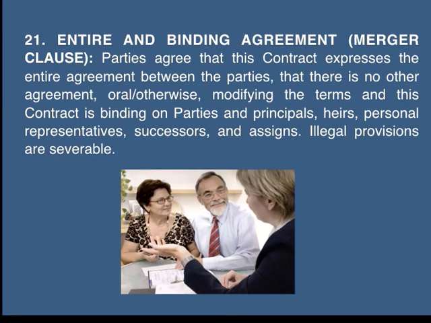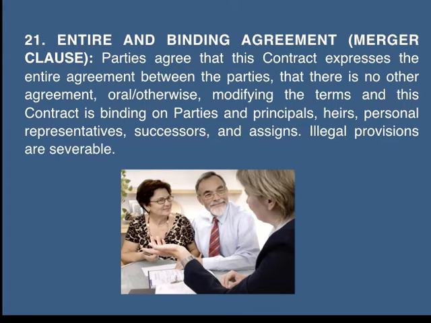Let's move on to 21. The entire and binding agreement is also known as a merger clause. Parties agree that this contract expresses the entire agreement between the parties, that there is no other agreement, oral or otherwise, modifying the terms, and this contract is binding on parties and principals, heirs, personal representatives, successors, and assigns. Illegal provisions are severable. What this is really saying is that this is the only agreement between the buyer and seller. There are no other agreements, either written or oral.